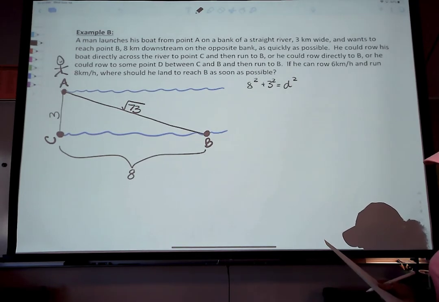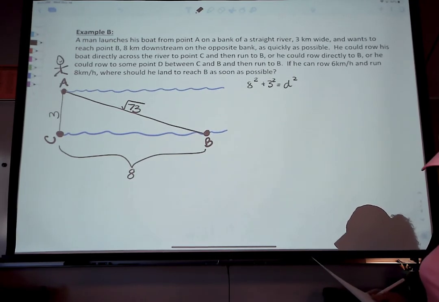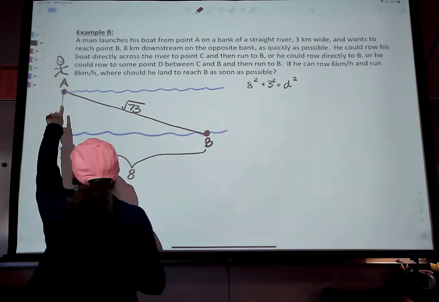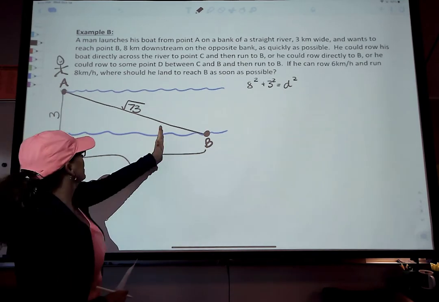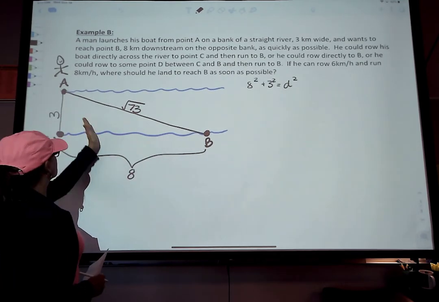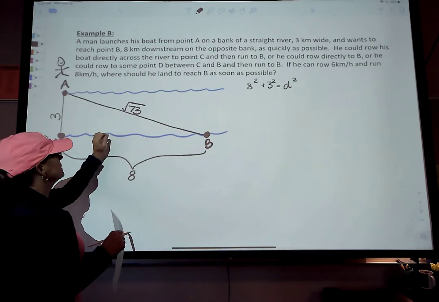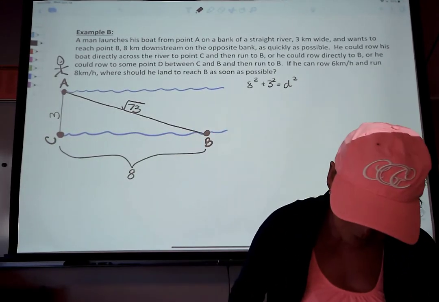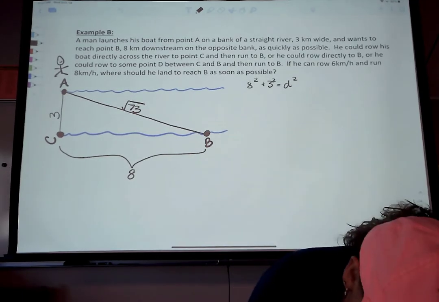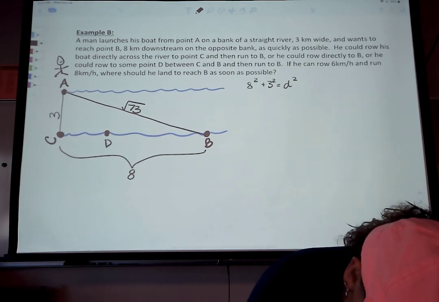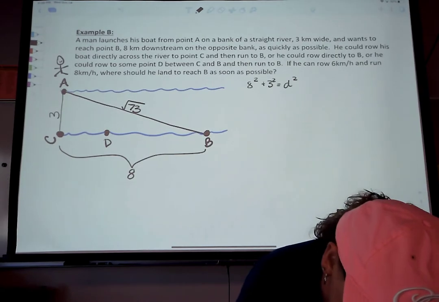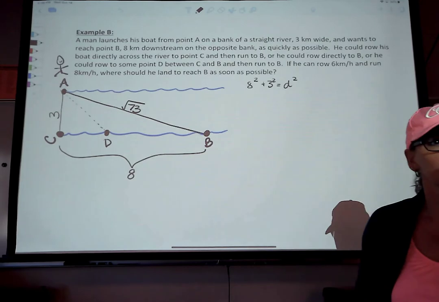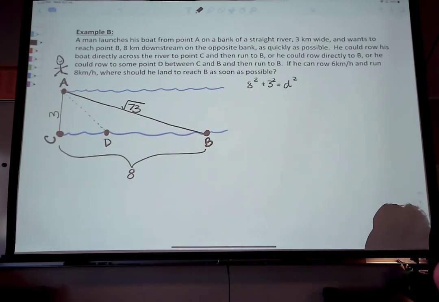Option number 3. He could row to some point between B and C. So he could row across somewhere in here. Somewhere. Stop, get out of the boat, and run the rest of the way. And that point would be called D. Those are his options.